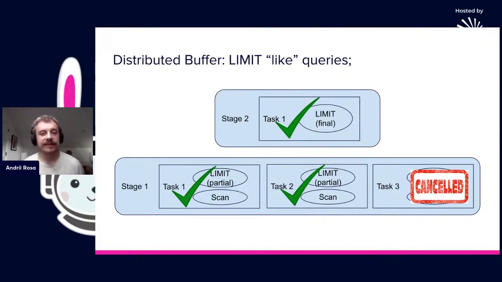On the importance of avoiding a full barrier, think of a query like a limit query. Currently with Trino streaming, it can short circuit. If a final limit sees that it received enough values, it can signal the previous stage and say, okay, don't execute anymore. But since our proof of concept implementation currently requires a full barrier, we need to run all tasks with partial limits, and only then can we run a final limit. So it is slowing down some of the queries. As soon as we no longer require a full barrier between stages, we can optimize it and achieve parity with the streaming execution.